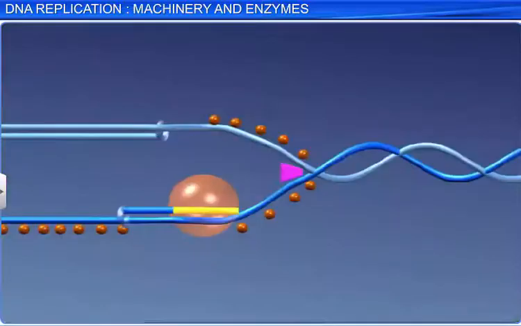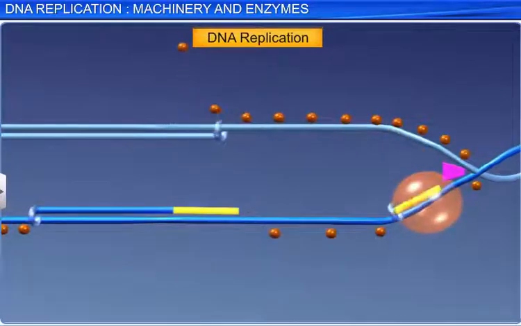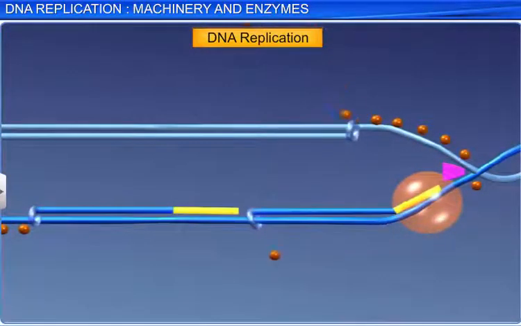Therefore, the process of DNA replication, which is the basis of biological inheritance, is conducted with accuracy with the help of various enzymes in a determined manner.